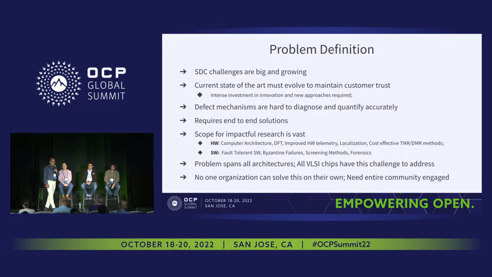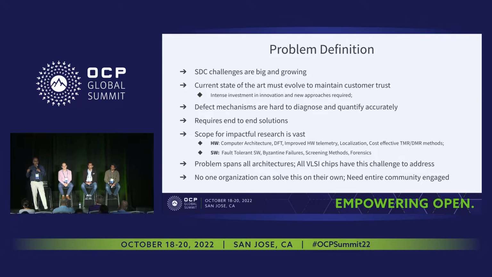And the other challenge we also see is the current approach is clearly not sufficient. The tendency has been that, okay, we'll do more of our current verification methods, or this testing or scan testing or what have you. But what we have seen is that is not really moving the needle, right? And we need substantially new approaches to solving this problem. The defect mechanisms are hard to diagnose and quantify accurately. So, if it were an easy problem, we would have solved this, we wouldn't need a panel. This is a hard problem, and we should recognize that it is a hard problem.